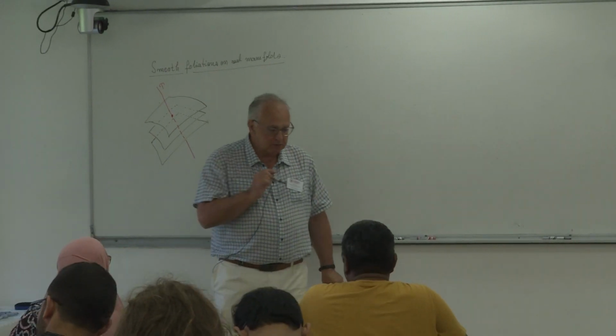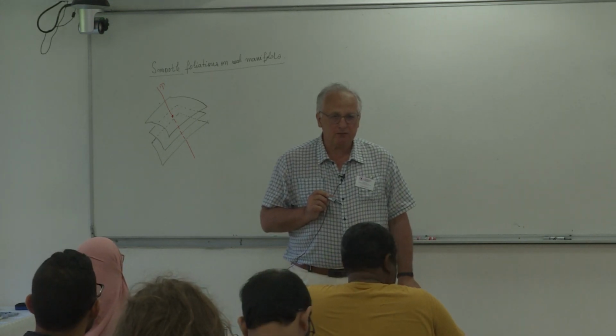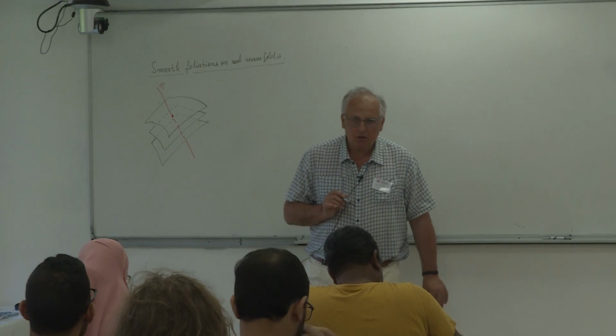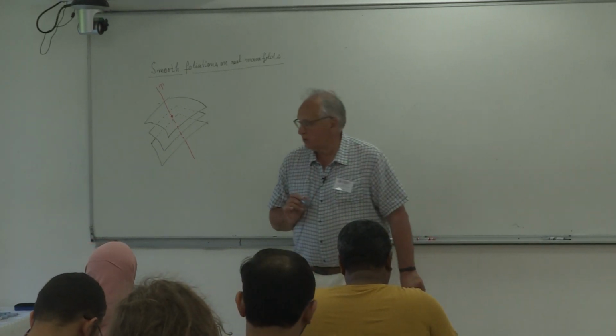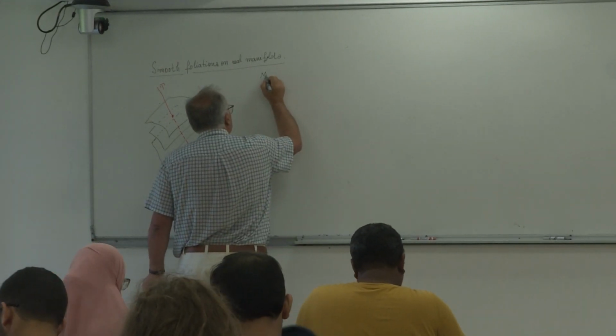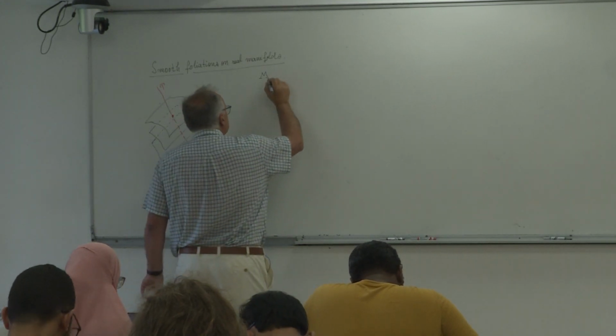Our second lecture will be about smooth foliations on real manifolds. So now we are not working on a surface of dimension 2. We are working on a manifold M, a real manifold of dimension n.